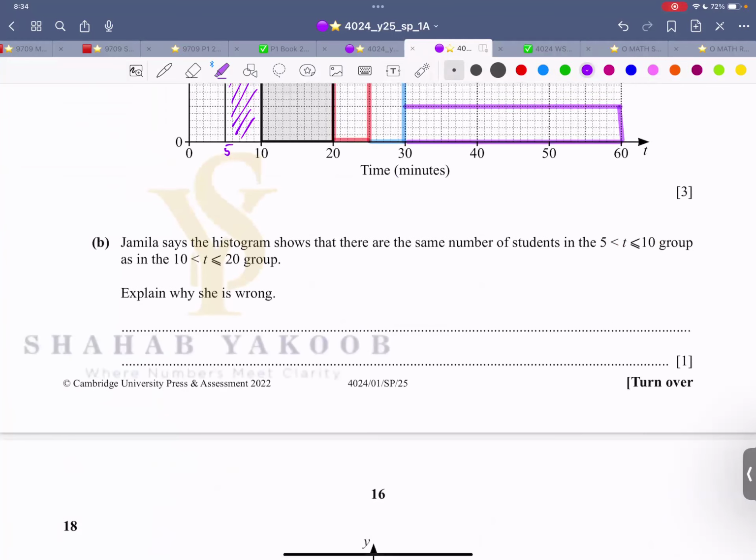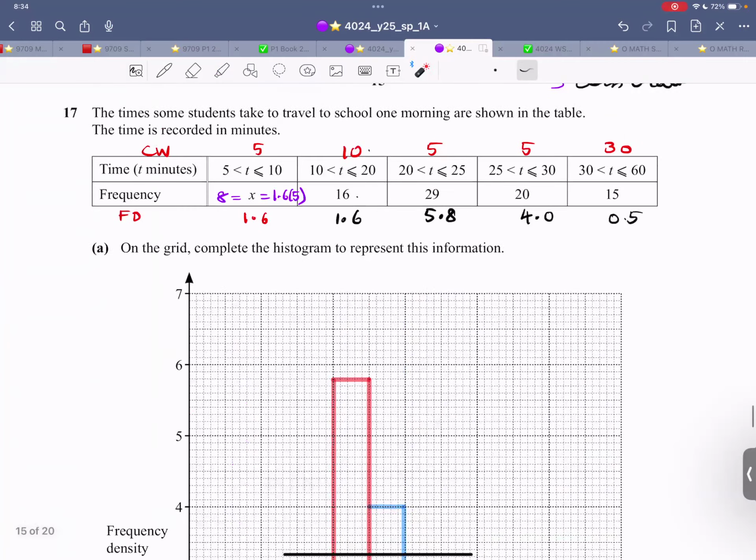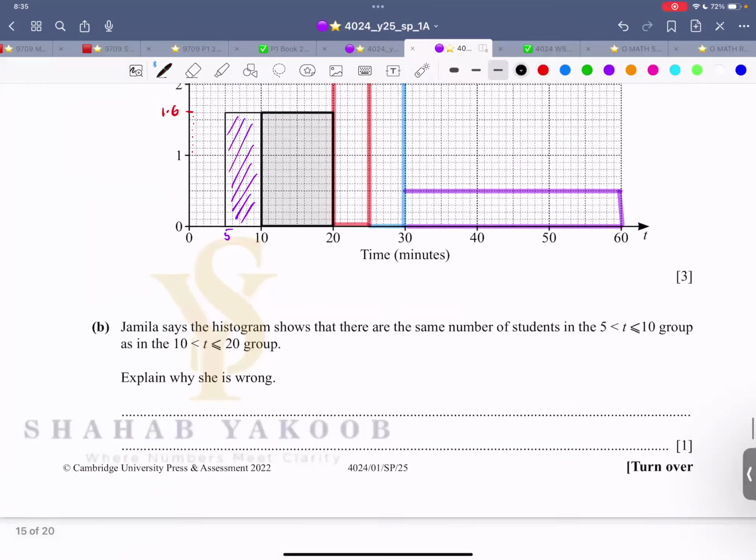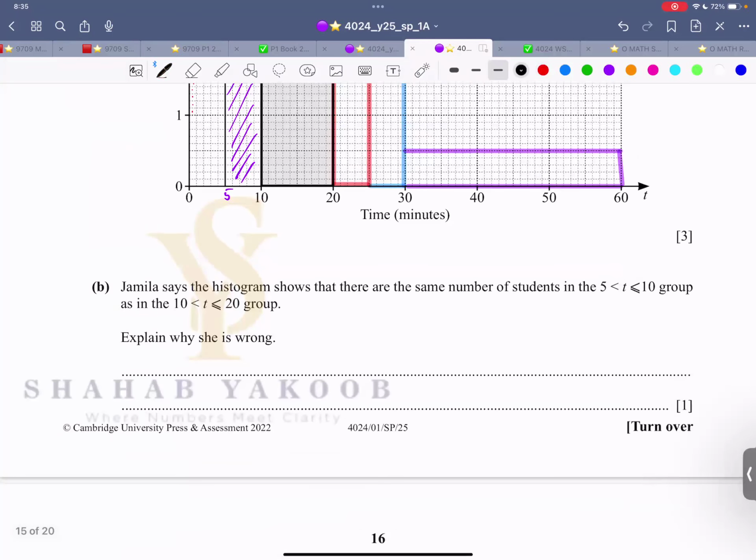Jamila says that the histogram shows that there are the same number of students in 5 to 10 as in 10 to 20. Explain why this is wrong. 5 to 10, this is 1.6. 10 to 20, that's 1.6. No, even though the heights are the same. Explain why she is wrong.